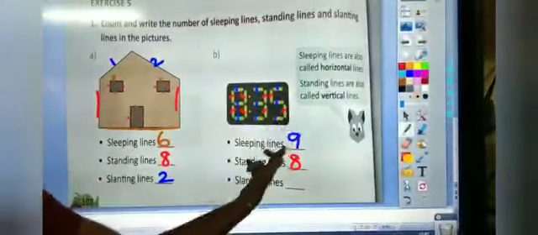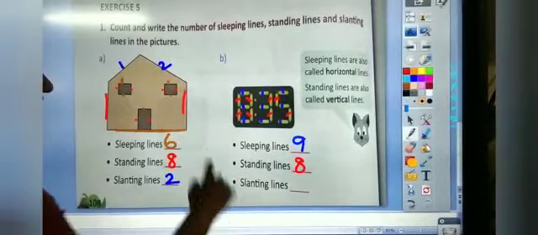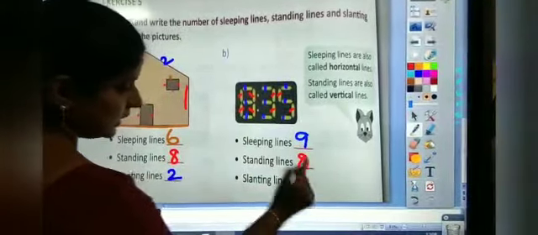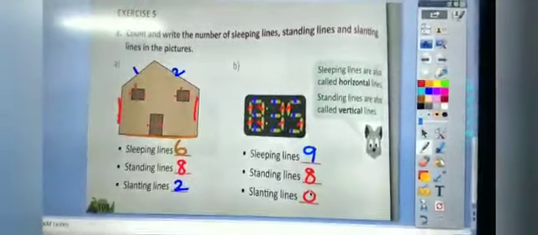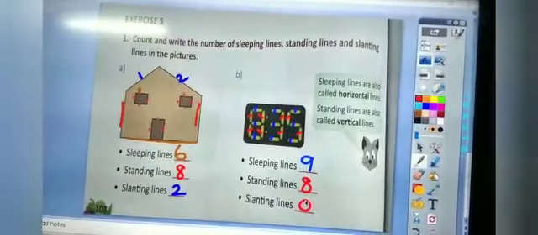Can we find any slanting lines in the digital clock? No, there are no slanting lines in this picture. So we have to write 0. This is the way we have to identify the answers for this question. I hope it's clear to all.